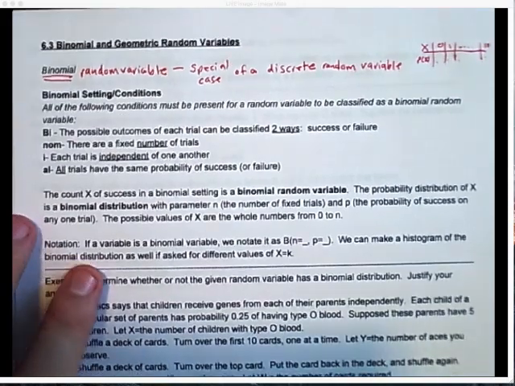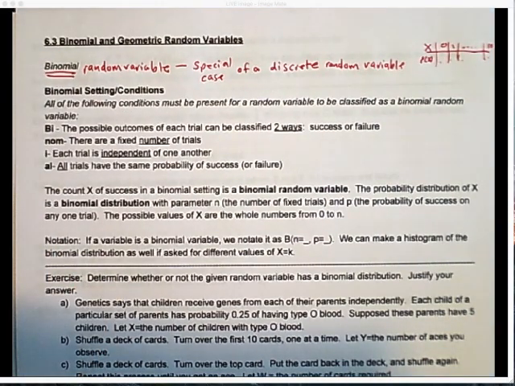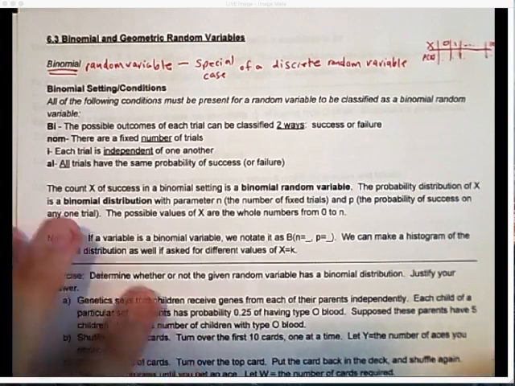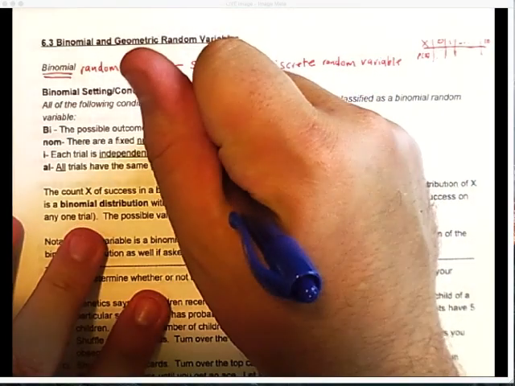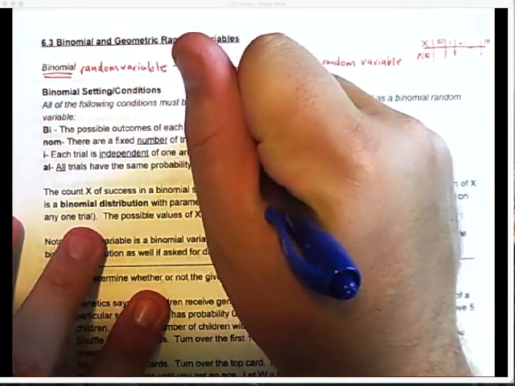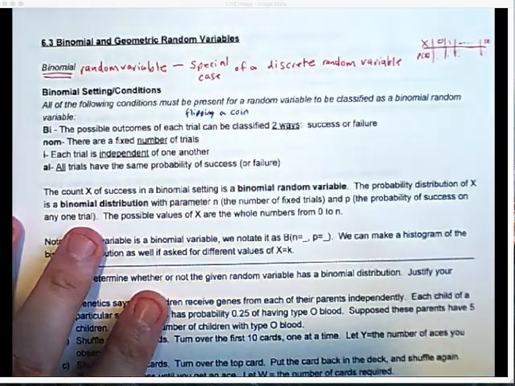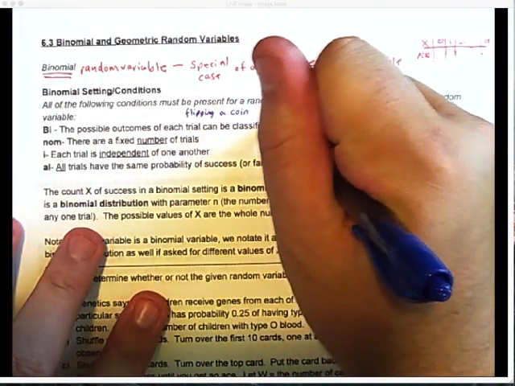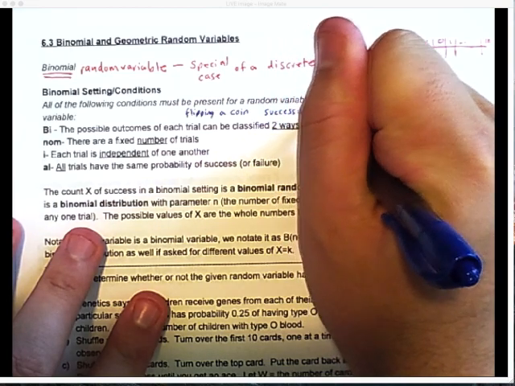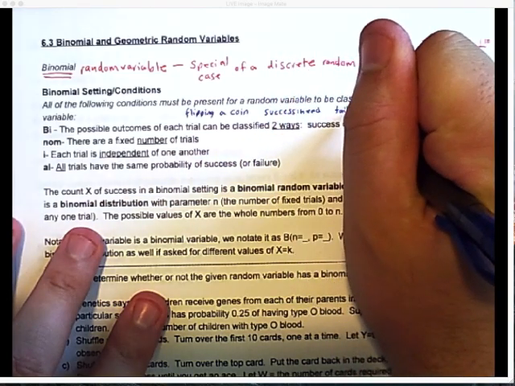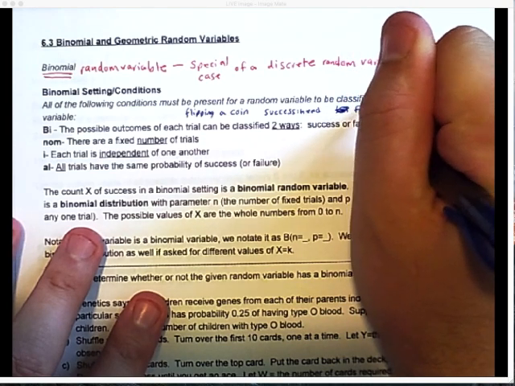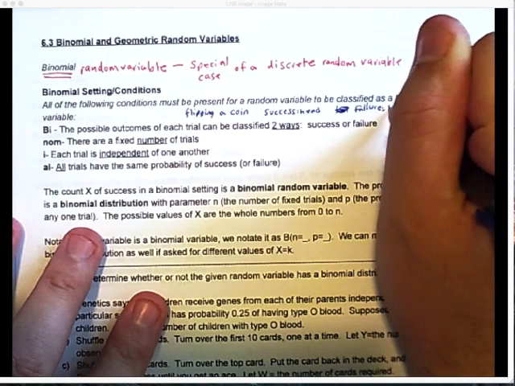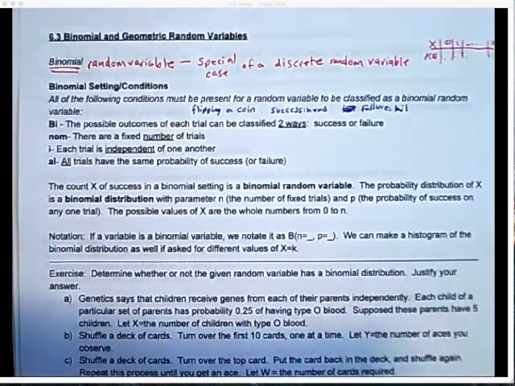Now, if a variable is a binomial variable, then it has 4 specific conditions. The way I want you to think about this is flipping a coin. So let's define flipping a coin. Let's define success as getting a head, and failure as getting a tail. A variable is a binomial variable if it meets these 4 very specific conditions.